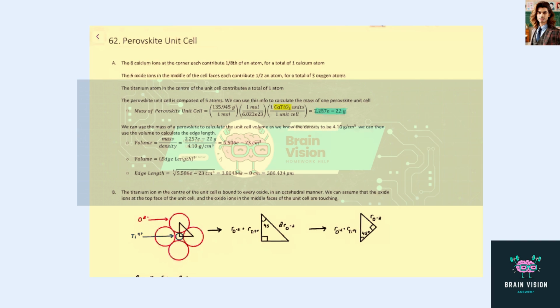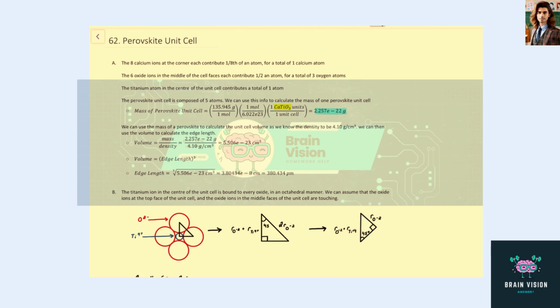And we can then use the mass of perovskite to calculate the unit cell volume, as the density was given in the question to be 4.1 grams per cubic centimeter. After we determine the volume, we can then find the edge length. So if we rearrange the density equation, we can find volume by dividing mass by the density. And when we do that, we find that the volume of the perovskite unit cell is 5.506 times 10 to the negative 23 cubic centimeters.